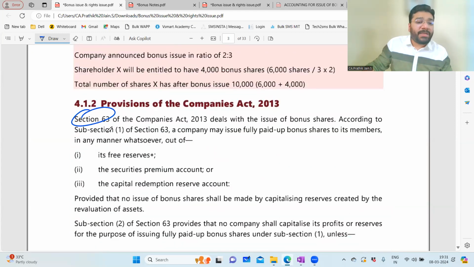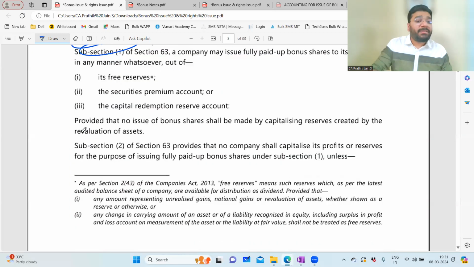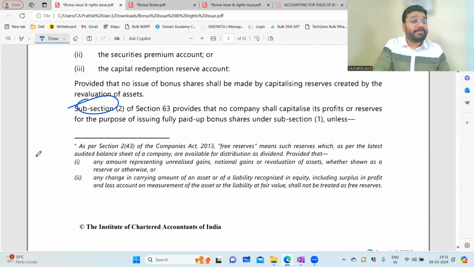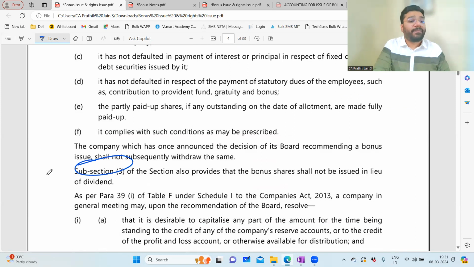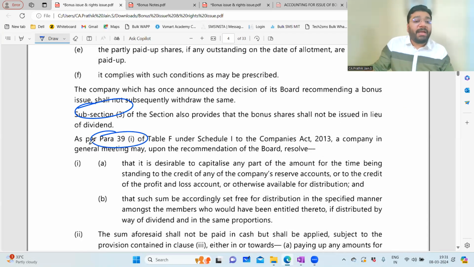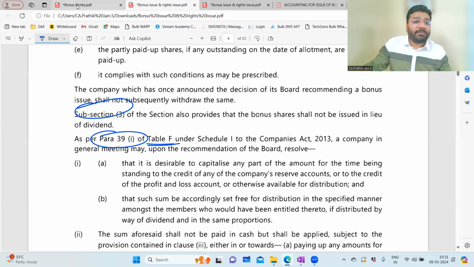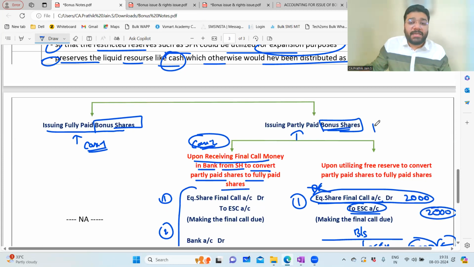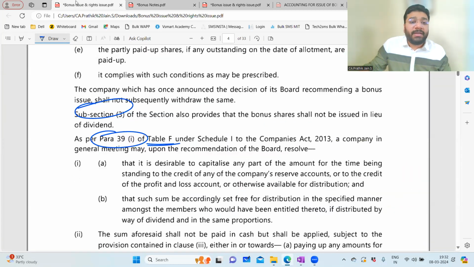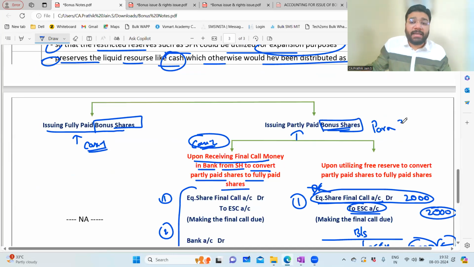Section 63, subsection 1 says what? Subsection 2 says what? Subsection 3 says what? Para 39(1) of Table F is nothing but case 3. We discussed case 3, no? This is as a result of para 39(1) of Table F.